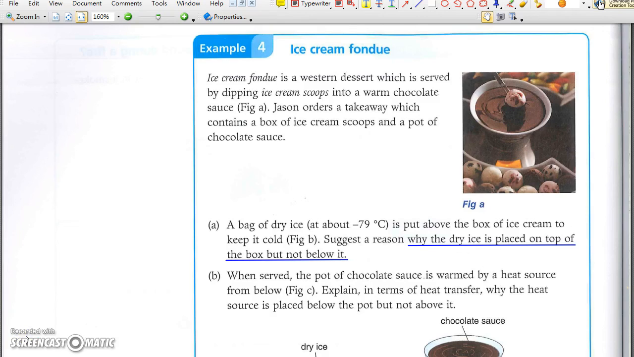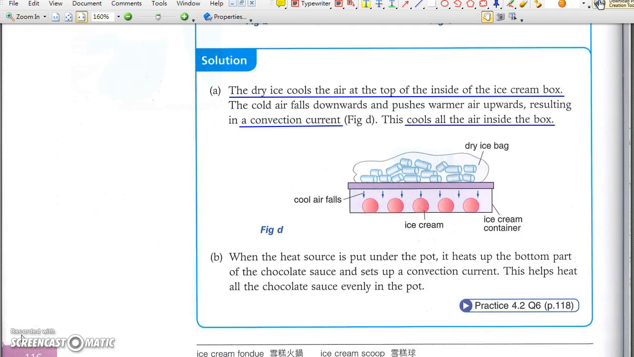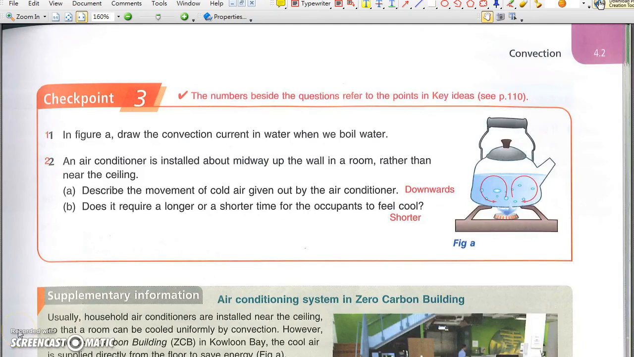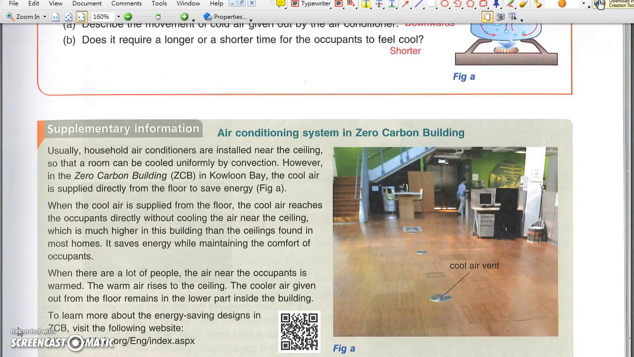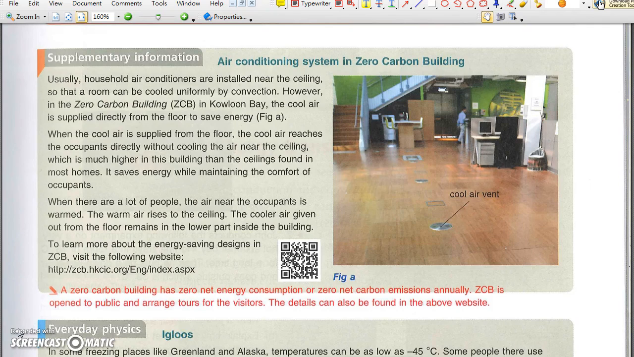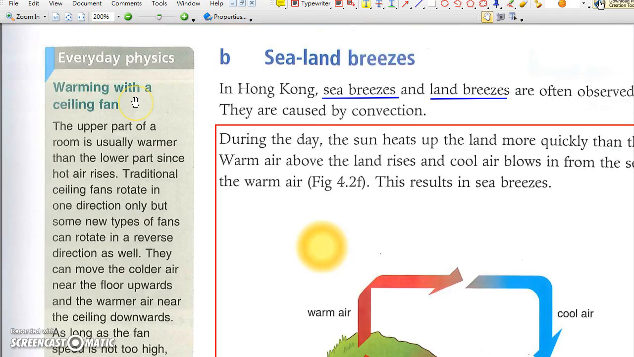Example 4. Ice cream fondue. If you order a takeaway ice cream fondue, you may wonder why the ice cream does not melt so quickly. The example tells you the physics behind. Do check point 3 on the next page. And don't forget to read the supplementary information, Air Conditioning System in Zero Carbon Building, on page 117, as well as the explanation of warming with a ceiling fan on page 113.